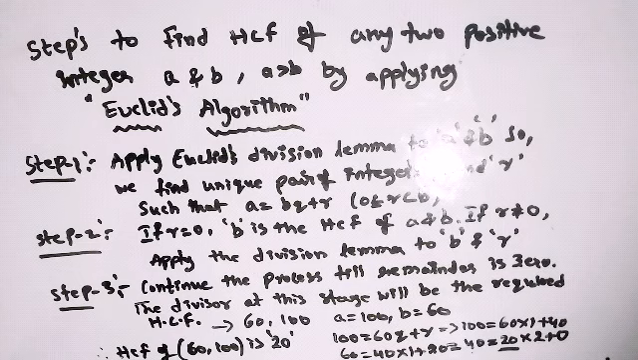If R is not equal to 0, we apply Euclid's lemma again, not to A and B, but to B and R. Continue this process until we get remainder equal to 0. If the remainder is 0, the divisor at this stage will be the required HCF of 60 and 100. So finally, for 60 and 100, the HCF is 20, because the divisor at the stage where R equals 0 is 20.